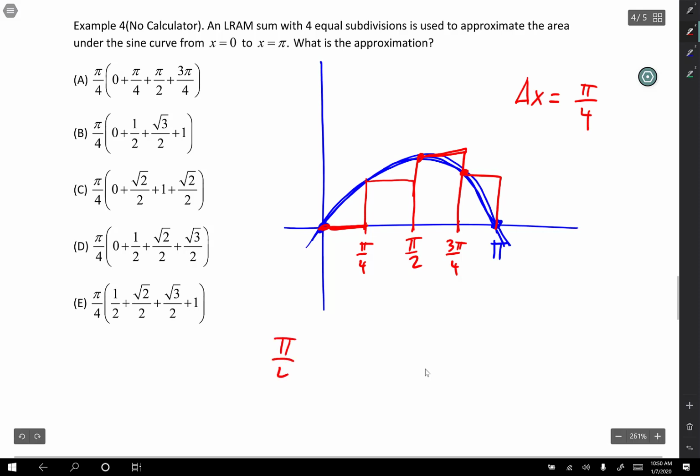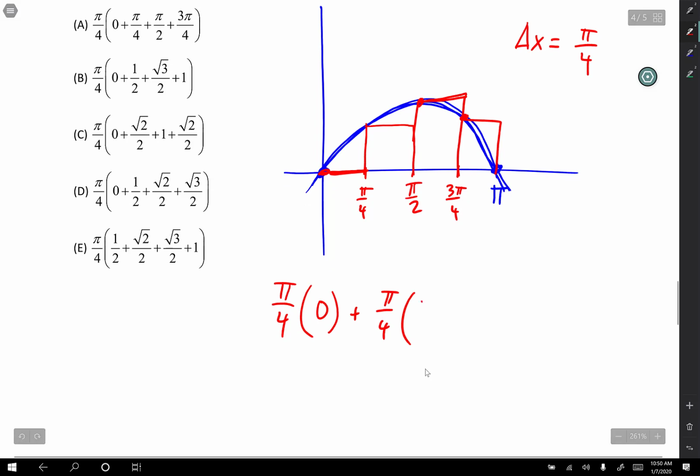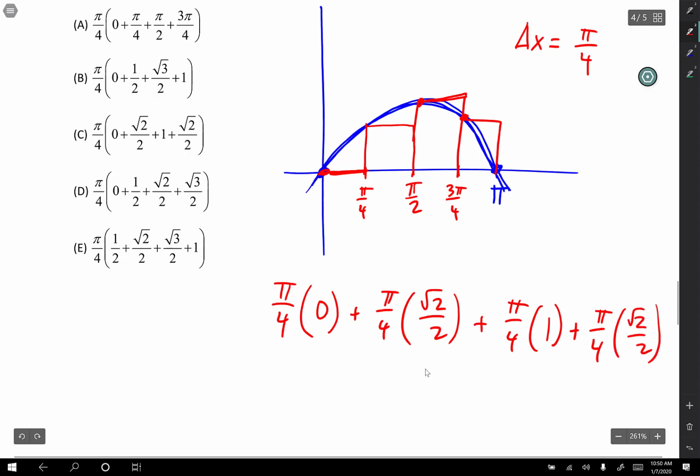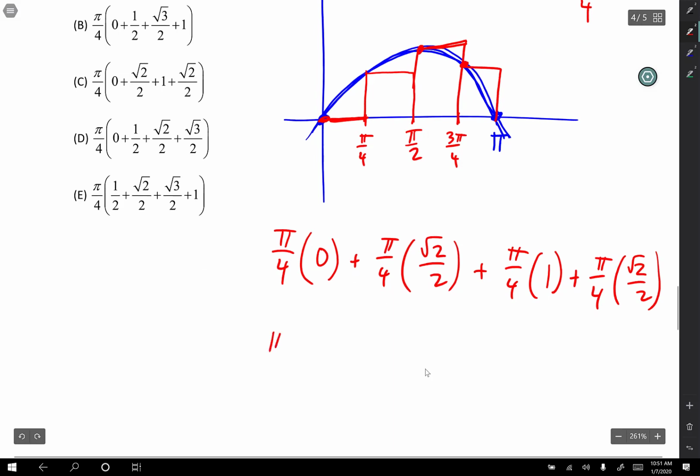Width times height. So pi over 4 times sine of 0, which is 0, plus pi over 4 times sine of pi over 4, which is square root of 2 over 2, plus pi over 4 times sine of pi over 2, which is 1, plus pi over 4 times sine of 3 pi over 4. I can factor out a pi over 4: 0 plus square root of 2 over 2 plus 1.